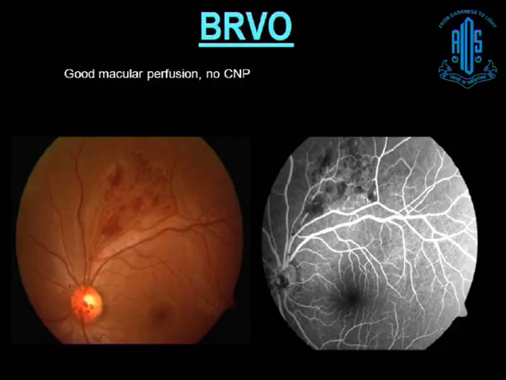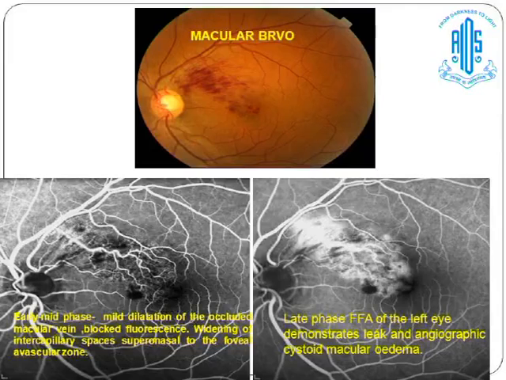Now, in BRVO, if it is outside the macula, the macula is absolutely healthy. But in macular BRVO, we can see in the early to mid phase a mild dilatation of the occluded macular vein, blocked fluorescence due to the hemorrhage, and widening of the intercapillary spaces superior nasal to the foveal avascular zone. The late phase shows the typical leak and the angiographic cystoid macular edema.